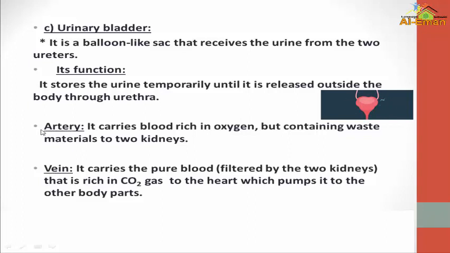The artery in this system carries blood which is rich in oxygen but contains waste material to our two kidneys. So the artery brings the blood with wastes to our kidney. Then the vein carries the pure blood after the filtration process. It carries the pure blood to the heart, which pumps it to the other body parts. So the artery gives the kidney the blood with wastes, then the vein takes the pure blood to our heart.